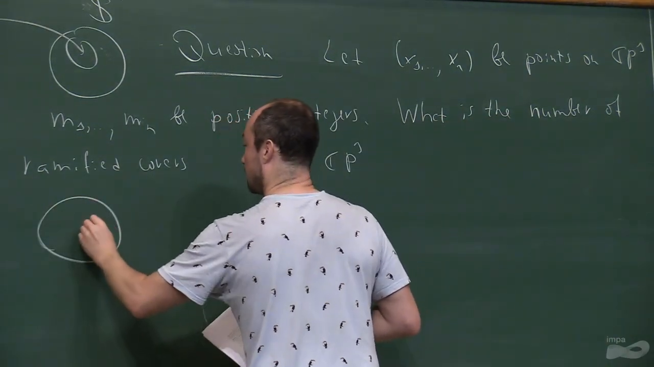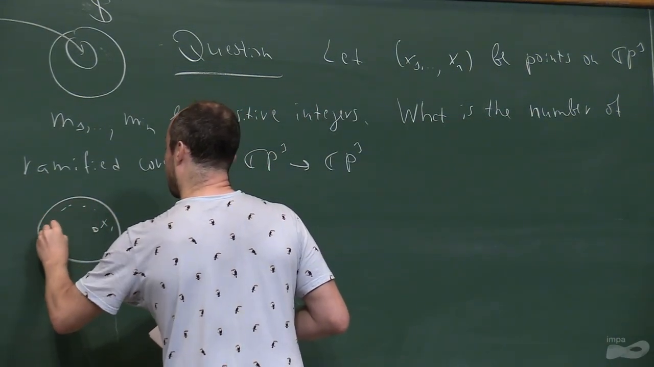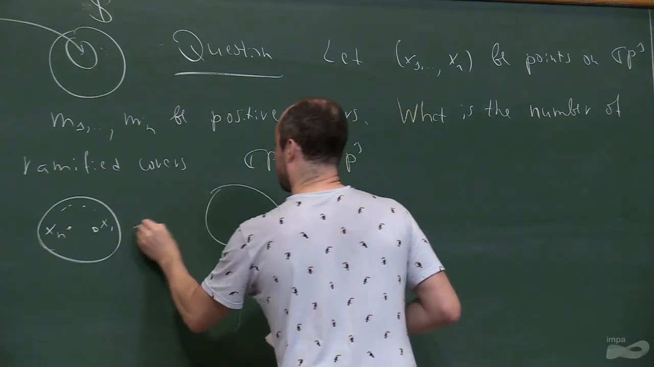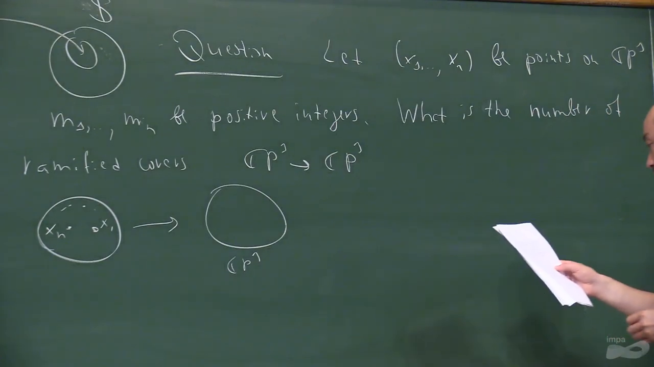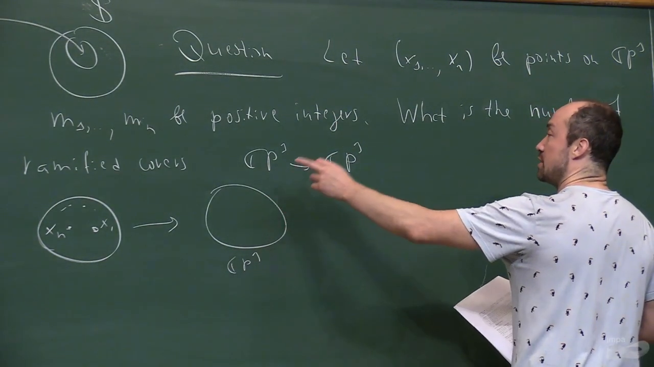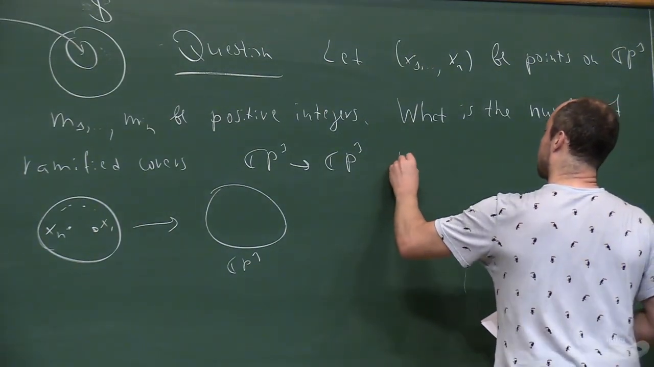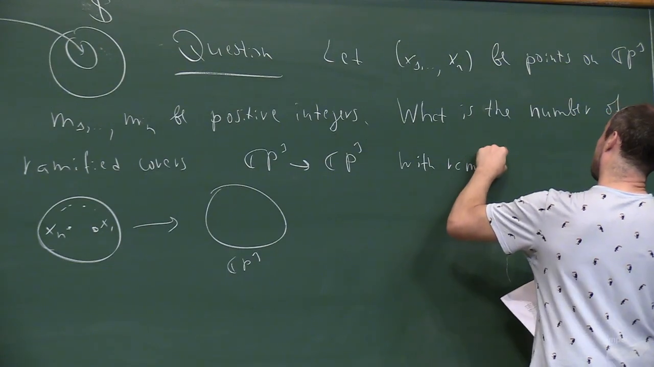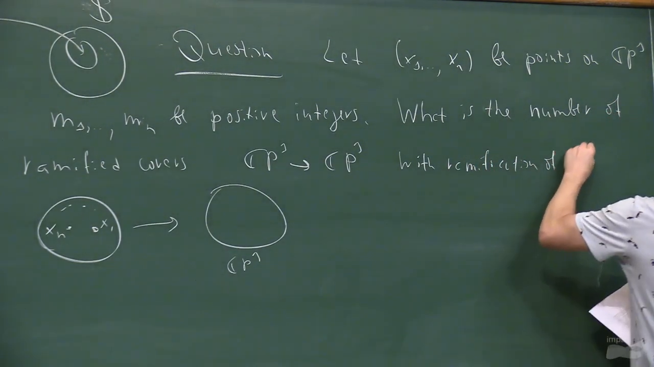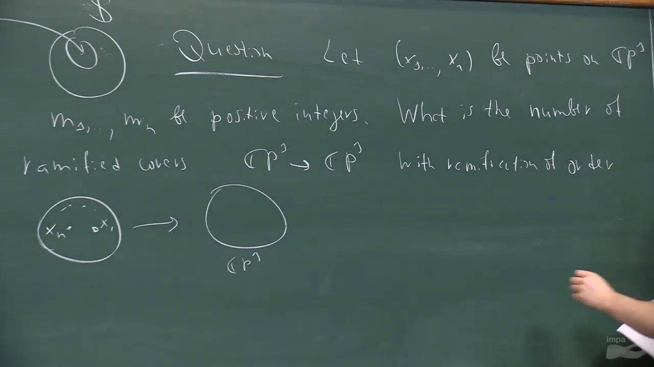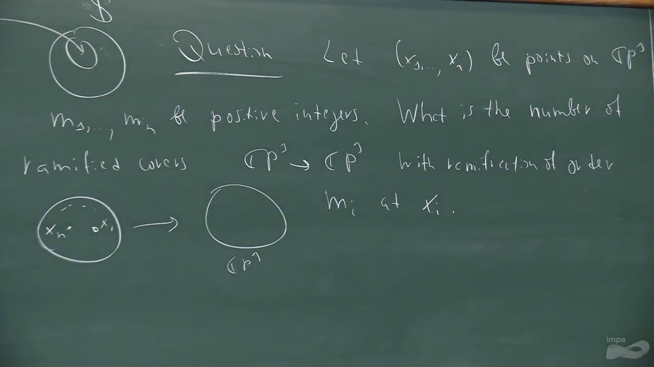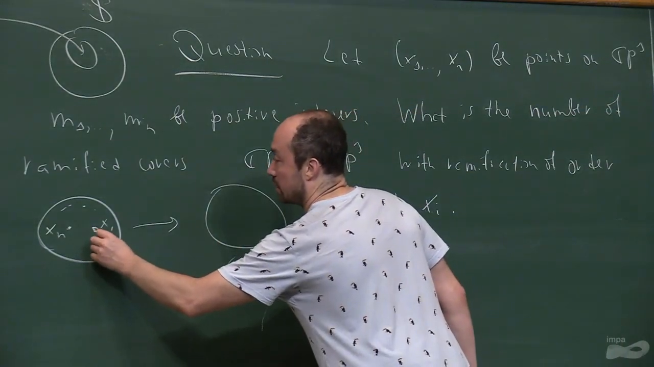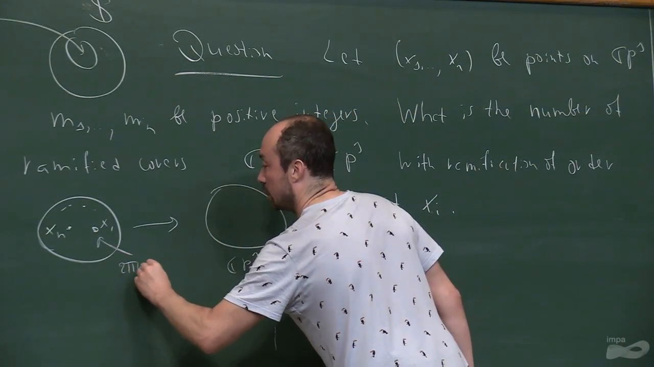So we have here CP1 with x1, etc., xn. And then here we have CP1 again. And we fix here the points, and what do we want? That this map has ramification at points xi, with ramification of order mi at xi. So this is the question. If we have such a map, then here the conical angle will be 2 pi m1 and et cetera.